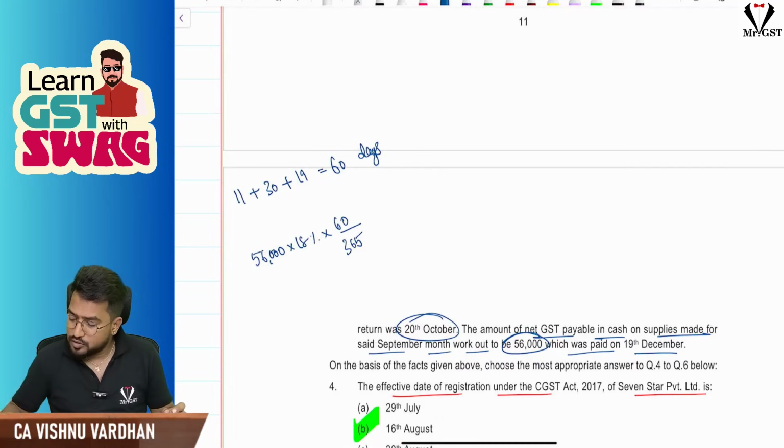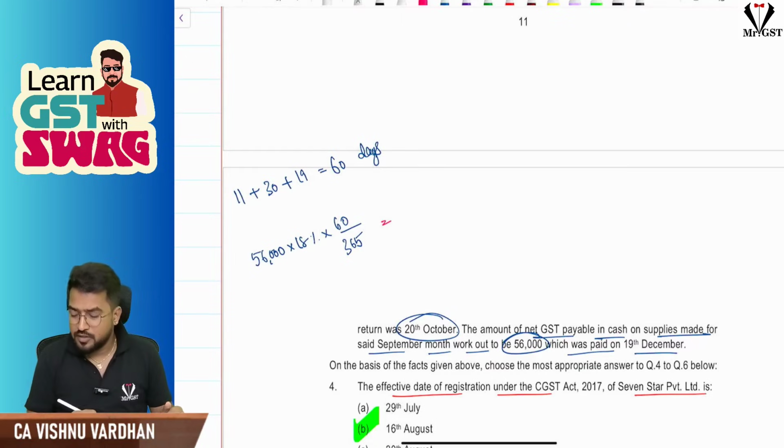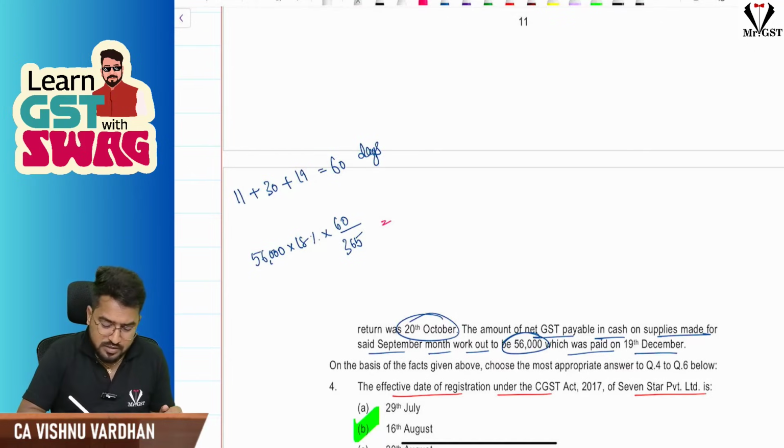Okay, so if you see what is the answer, everybody comment before I answer, just comment what is the answer you got. 18% into 60 divided by 365. Everybody comment what is the answer you got. Let me see whether you will do correct rounding off or not. So what is the answer? Comment fast.